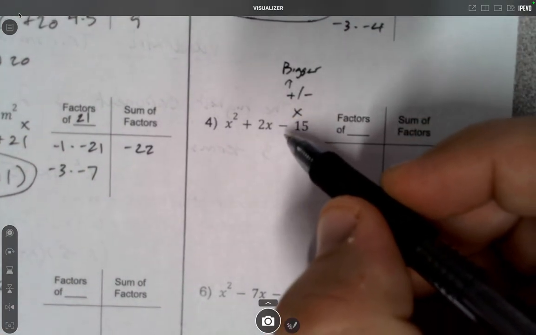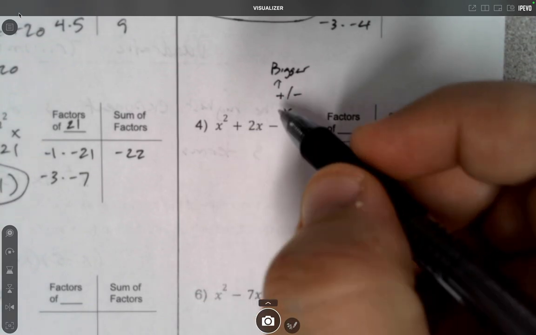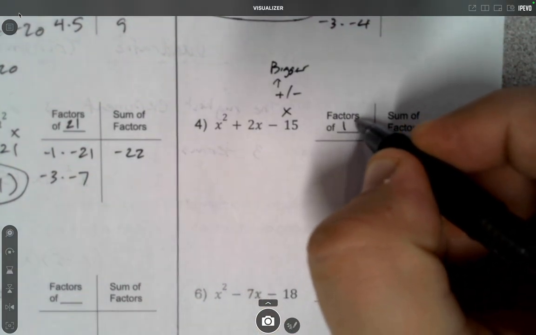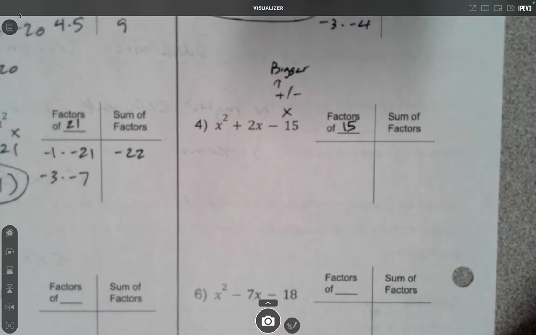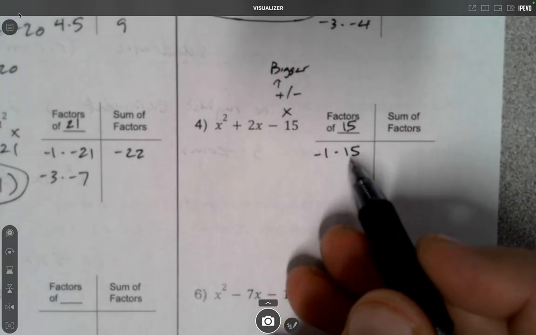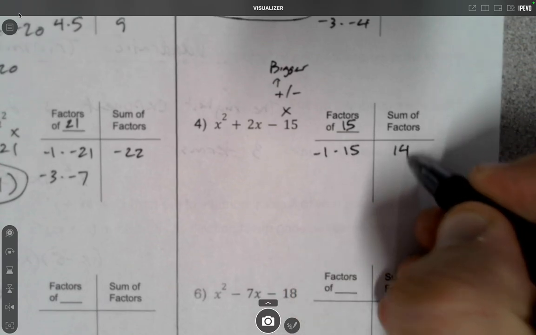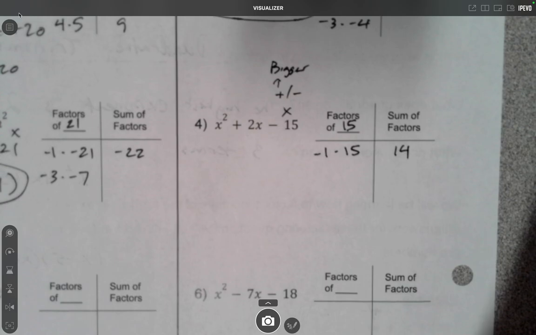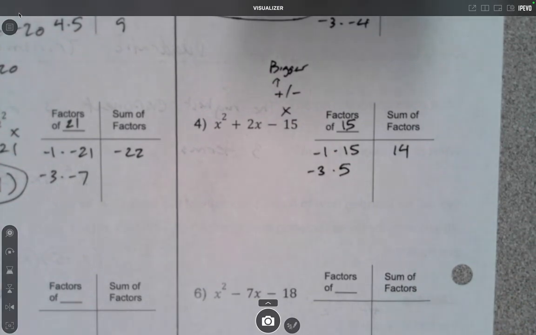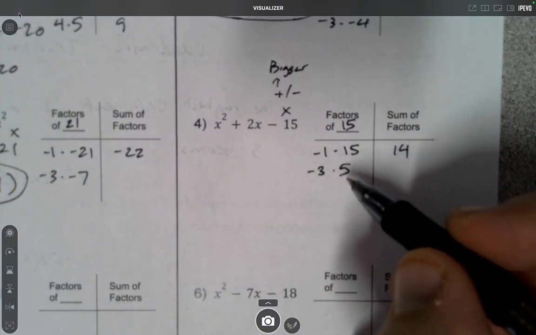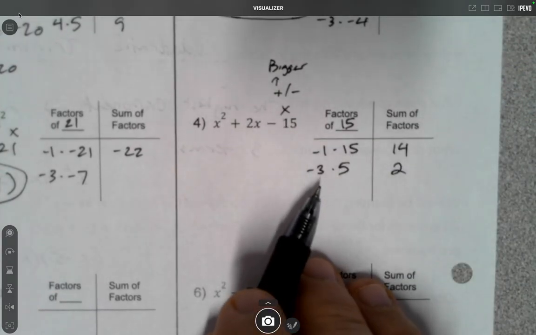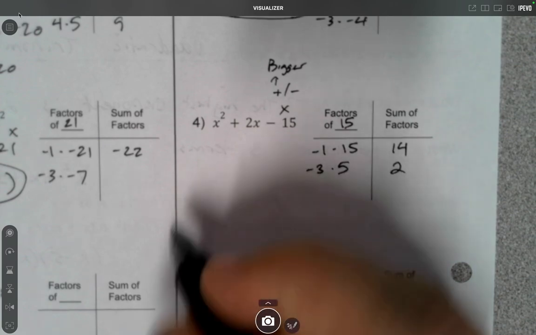So when this is negative and when this is positive, that means you'll have a positive and a negative, and the bigger one will be positive. So for factors of 15, so just think, okay, 1 and 15, but it'll have to be a negative 1 and a positive 15, because that'll multiply to be a negative, but add up to a positive. But that one doesn't match. So let's see. Then there's 3 and 5. 3 would be negative. 5, because the bigger one would be positive. Negative 3 plus 5 is 2. And that matches what we have right there. So this time we'll have 1 minus and 1 plus, because we have 1 negative and 1 positive.